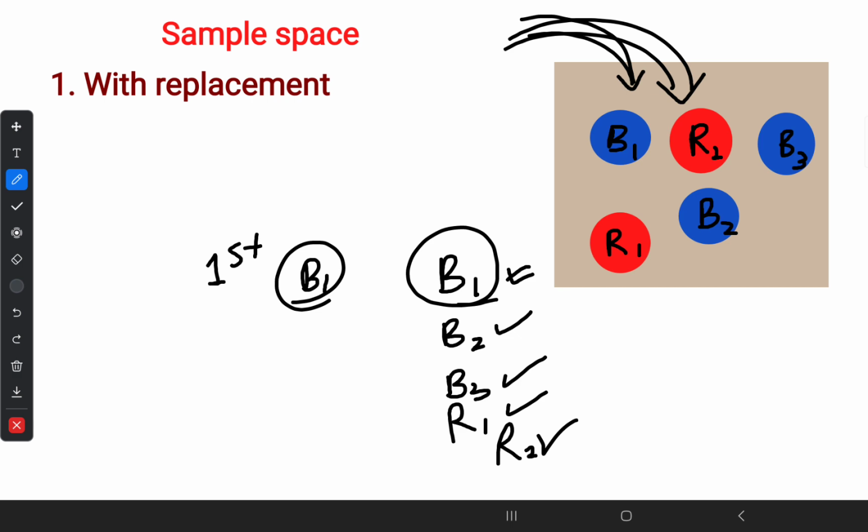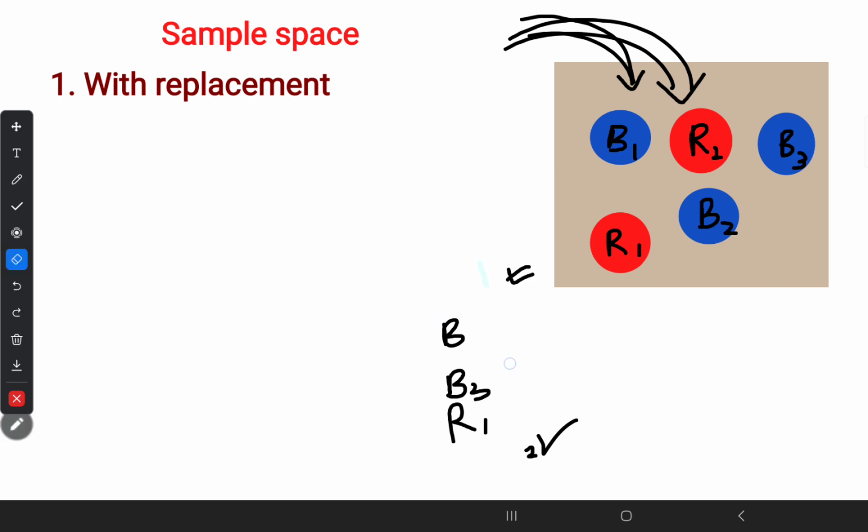First, we will select a ball, mark its color and name. Thereafter, put it again into the box. Shuffle it and select another ball in your second try. We don't know which ball you are going to select. According to the instance, it might change. That's what we are going to represent in the sample space.